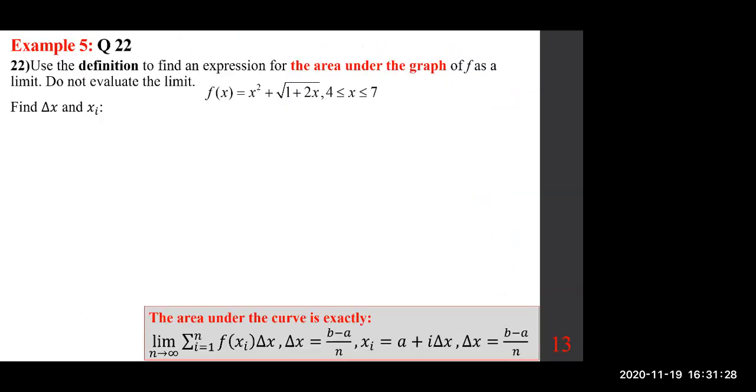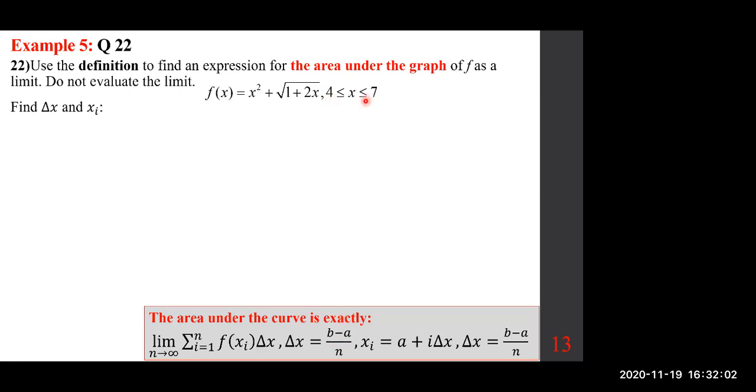All right, finally, a couple of simple questions. What if we want to use the definition to find an expression for the area under the graph, okay? Remember, the area uses this definition. This is the area. So we are going to come up with that, given the f of x. So first and foremost, we're going to come up with delta x. Delta x is b minus a over n. So remember, a is 4 and b is 7, everybody.